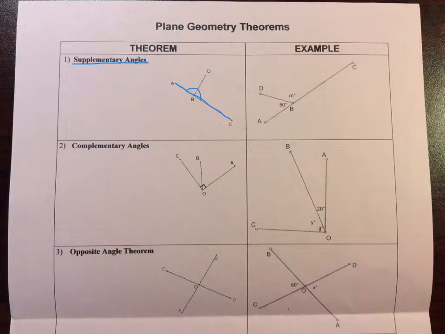So I have this little line that's breaking that into two parts. Let's call this piece angle X and this part angle Y. What this supplementary angle theorem says is the angles on a straight line have to add to 180 degrees. So that means that X plus Y equals 180 degrees.